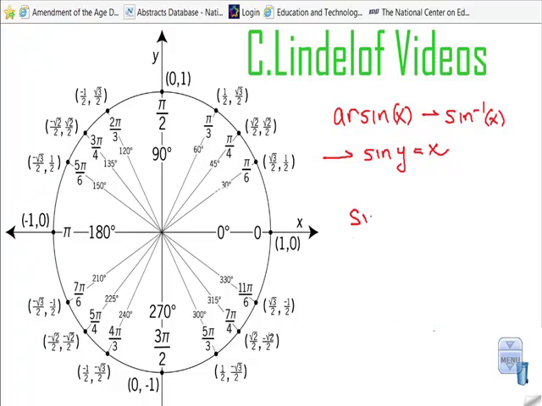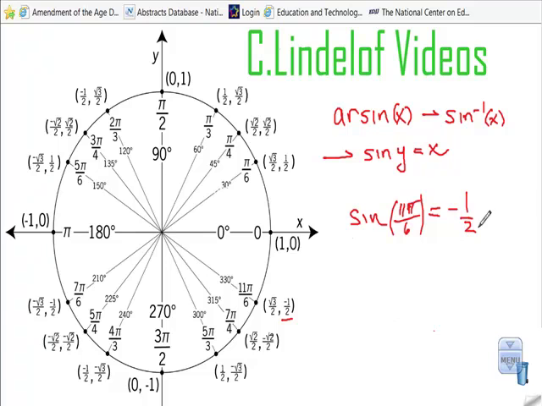We can say that sine of 11 pi sixth equals... sorry, guys. 11 pi sixth. So the sine of 11 pi sixth is negative 1/2, right?